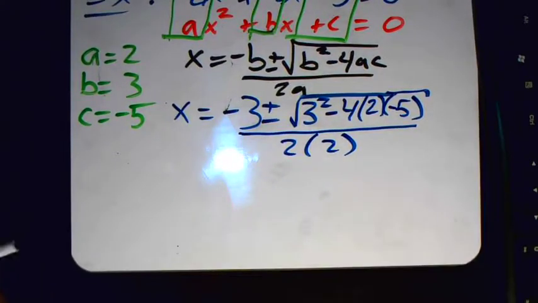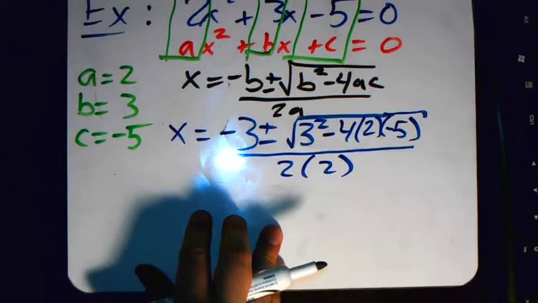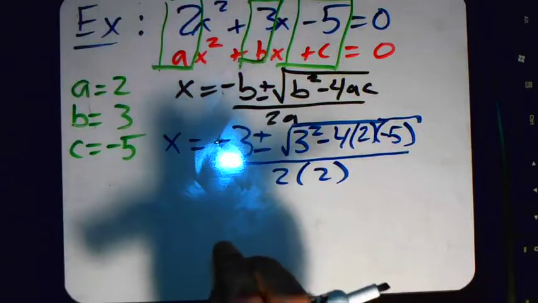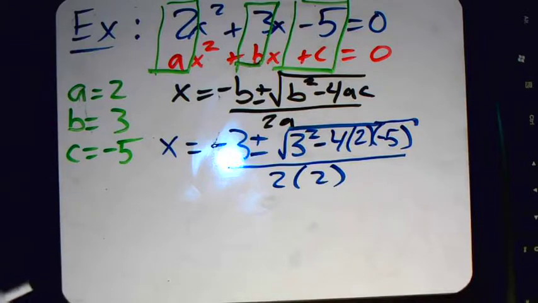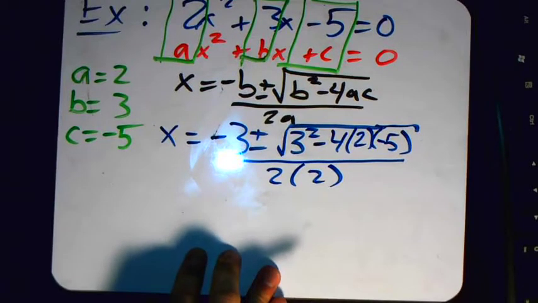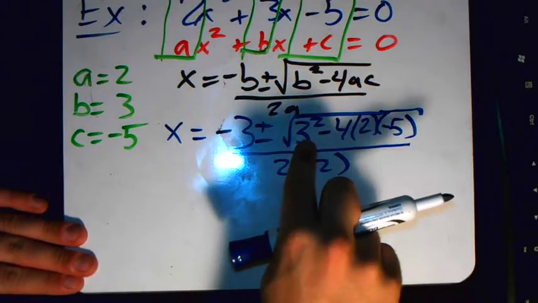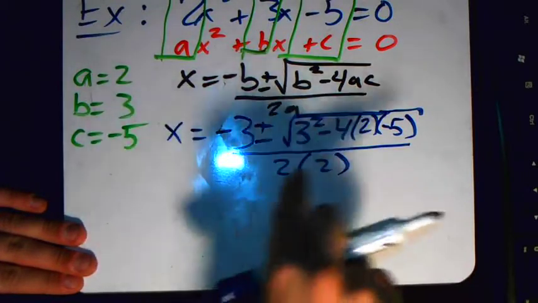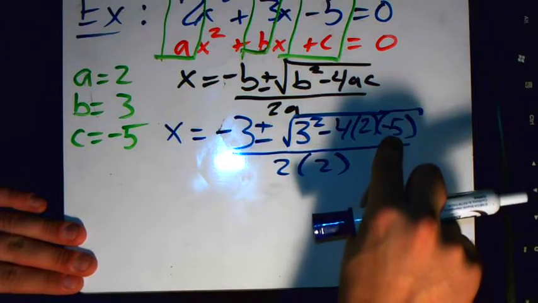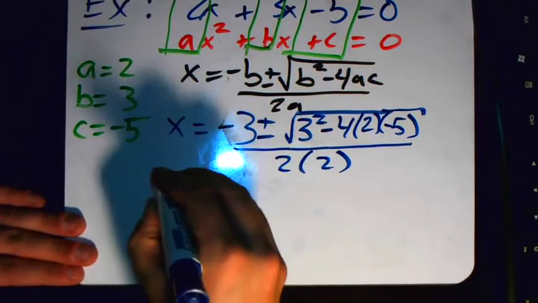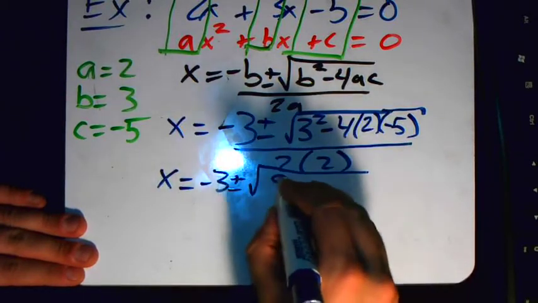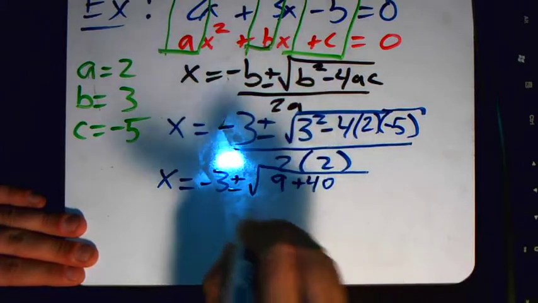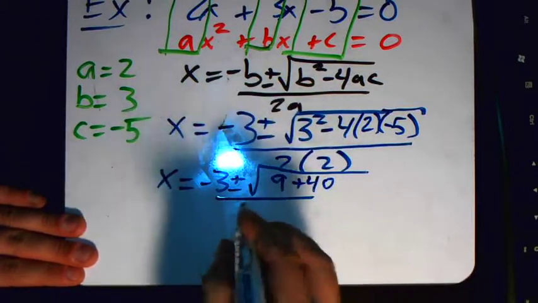This is a very long process to solve quadratic equations. If you are not able to factor it, which in this example you are not able to, finding factors of 2 and negative 5 to add up to 3, sometimes it will work, sometimes it doesn't. If we simplify everything underneath the radical, 3 squared becomes 9, and negative 4 times 2 times negative 5 gives us a positive 40. Square root of 9 plus 40. Then my denominator is 2 times 2, which is 4.